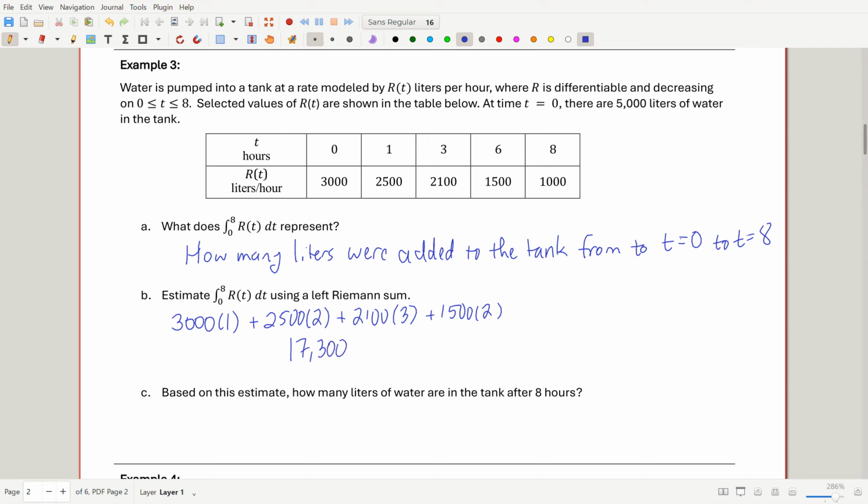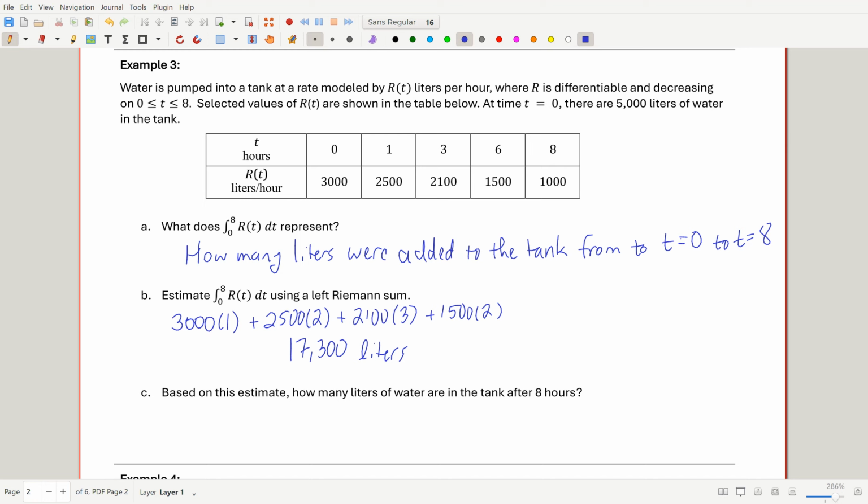Cool. It doesn't say to label it, but what would the label on that be? Just liters, yep. Which I guess maybe it didn't say that because we answered it up here. That number is how many liters were added to the tank from t equals 0 to t equals 8.